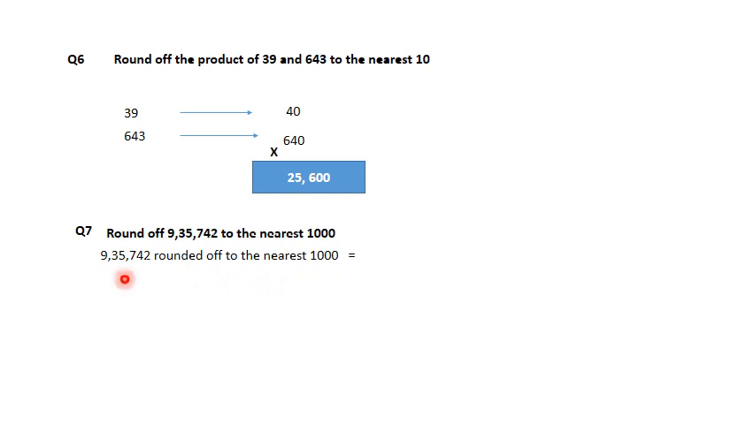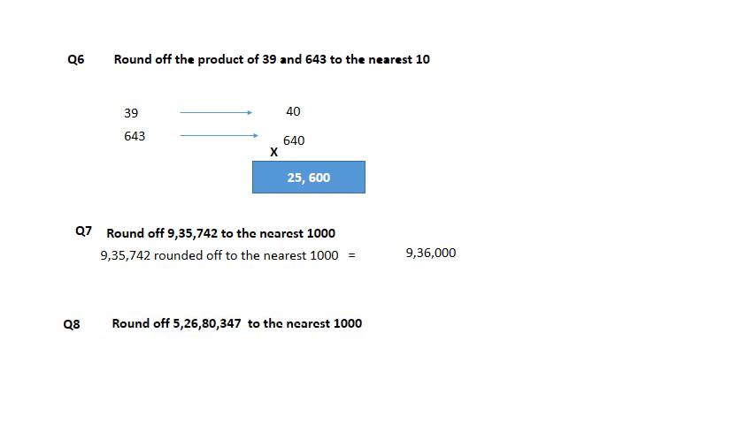So what we are going to do? We are going to look at the hundreds place. Now this hundreds place is more than 5. So this 5 will increase by 1 and the hundreds, tens and ones will become 0. So this is 9 lakh 35 thousand and this 5 will become 6. So 9 lakh 36,000. Question number 8.